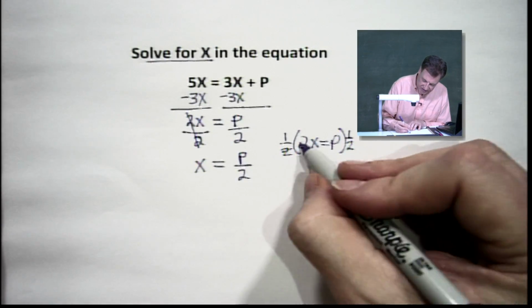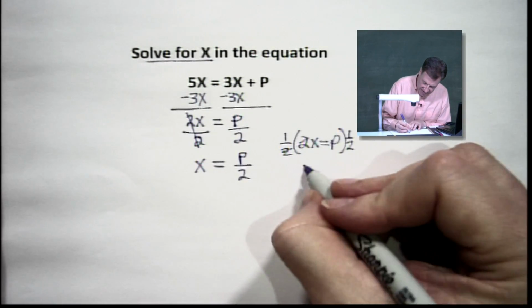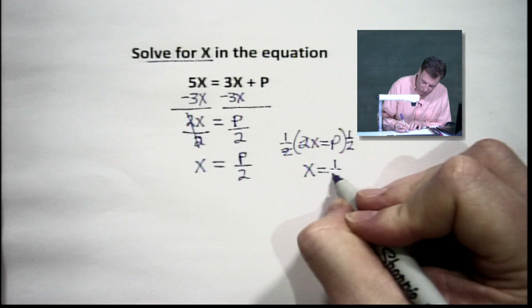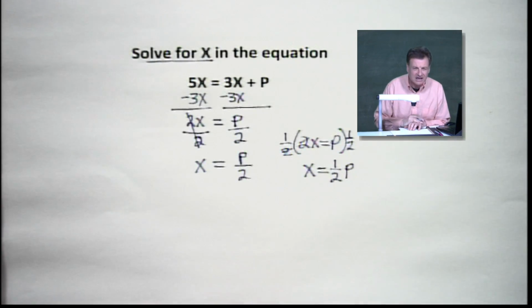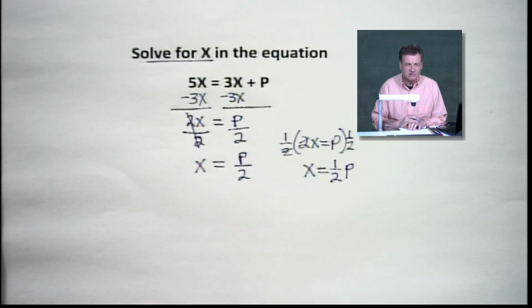And those halves and that 2 would cancel. You're left with x, and you're left with 1/2 of p. Either one of those is a good answer. Either one of those is a good answer, all right? So it works either way.